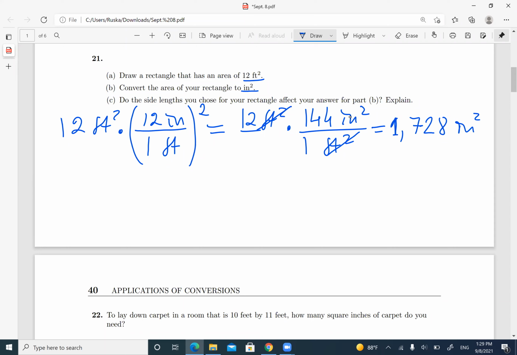So now the question is, we transferred, right? 12 square feet and 1,728 square inches. It's the same area, okay? We just changed the unit. So does the side length you choose for your rectangle affect the answer in part B? What do you think?